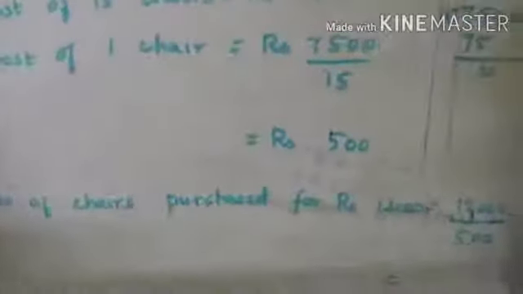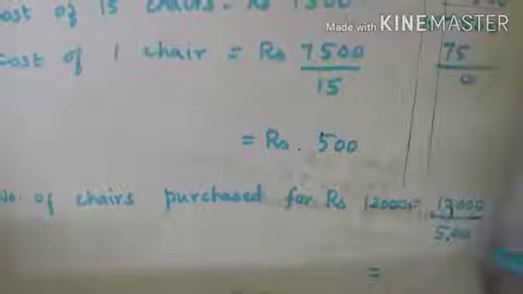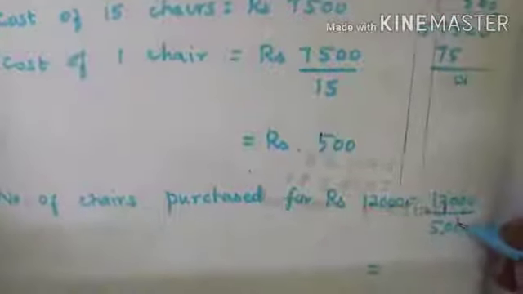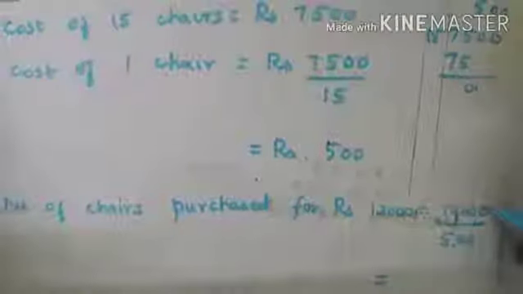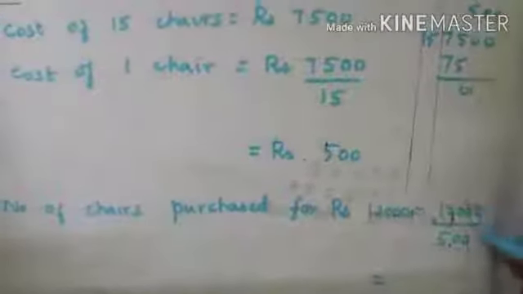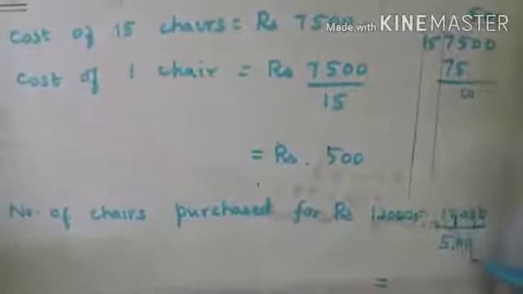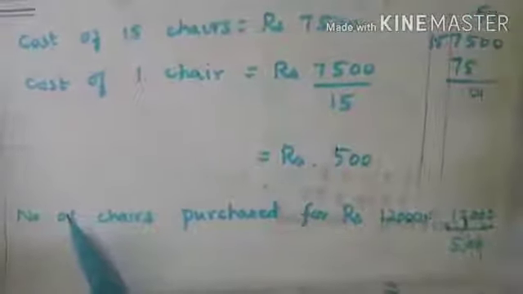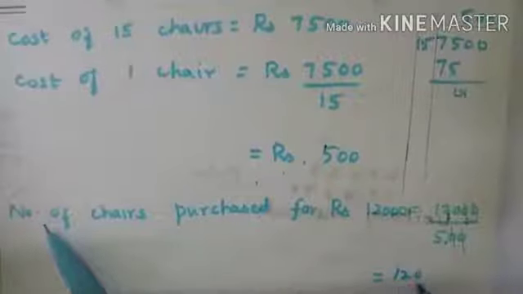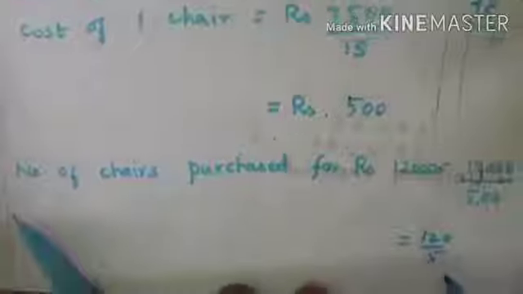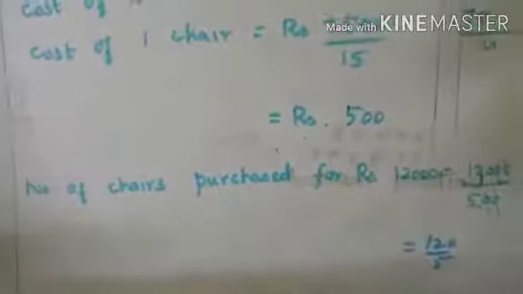Here you see what we can do, 12,000 by 500. If the number ends with 00, we can strike them. See here 3 zeros, here 2 zeros. So I am striking 2 zeros in the denominator and 2 zeros in the numerator. Now what are we getting? 120 by 5. Now we are going to divide 120 by 5.